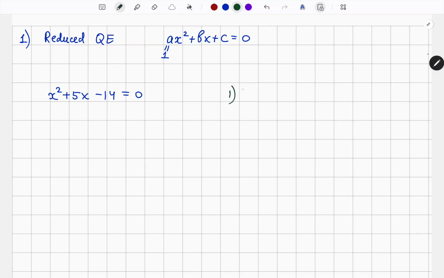First rule says that you guess the root, and candidates are divisors of the free term, of the constant term in the quadratic equation. Here it is. Minus 14 is a constant term in a quadratic equation.